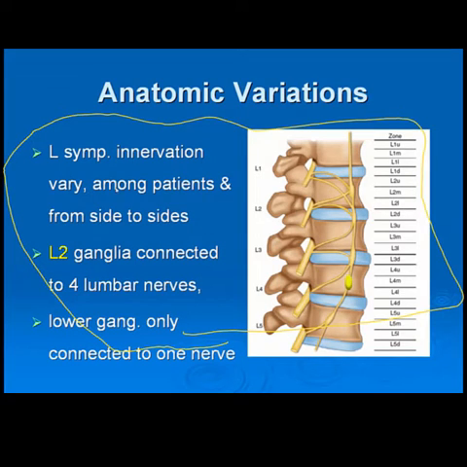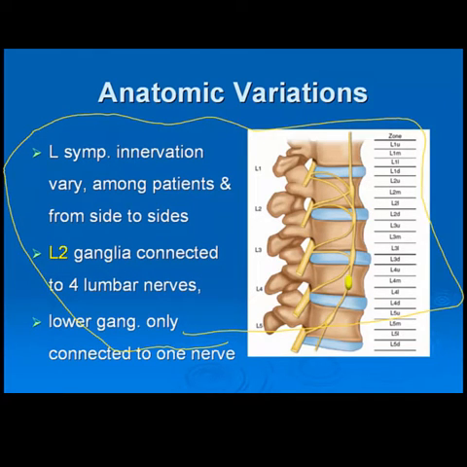The conditions of the lumbar sympathetic innervation vary among patients and from side to side also. So sometimes when we do the block for one side and then do a block on the other side after 3 to 4 weeks, you will find that the response on one side was different from the other side. And this could be from the variability and the diversity of the position of the sympathetic ganglions.